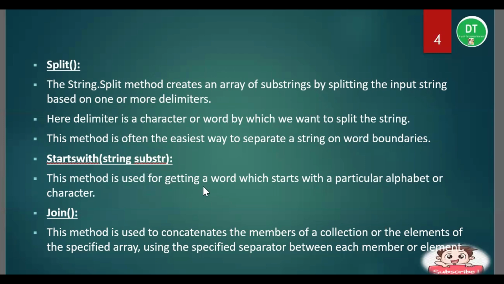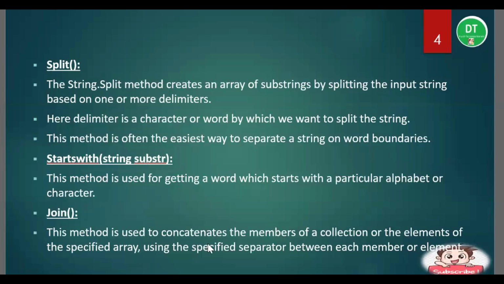StartsWith. This method is used to check whether a word starts with a particular alphabet or character. Suppose I want to check whether a particular word is starting with the particular substring or not. If it starts with that particular substring or character, then it returns true.